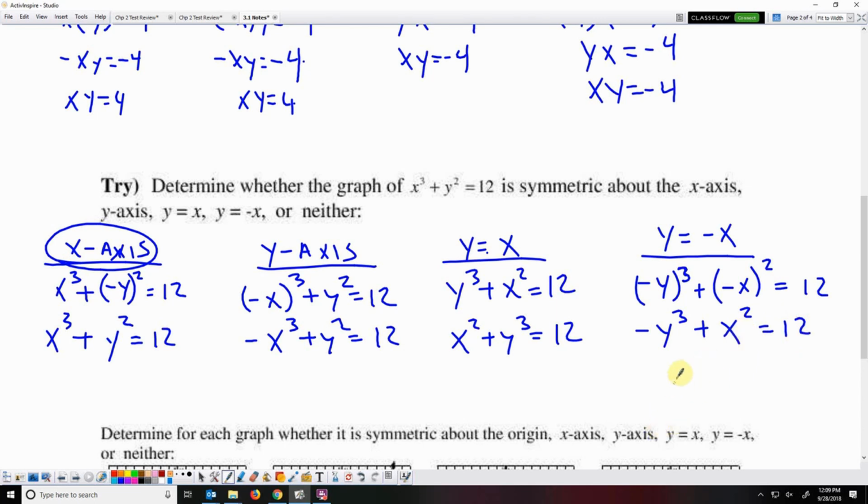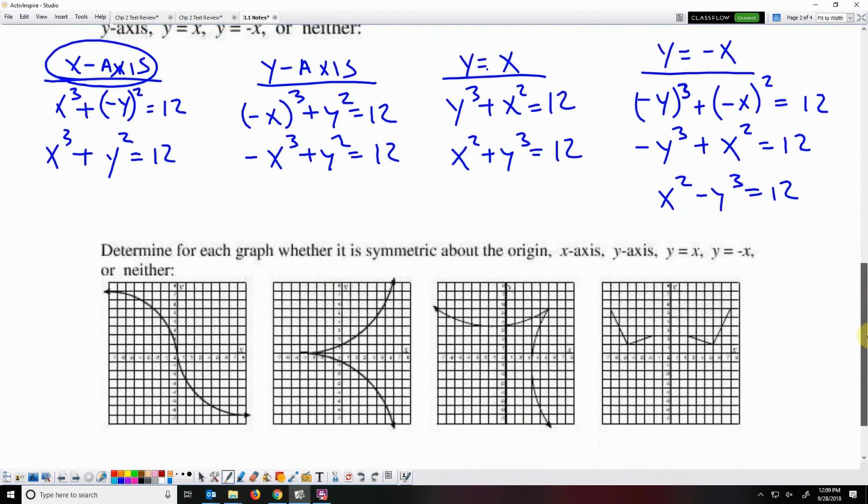Okay, so now I can put that x squared in front, minus y cubed. I've done as much as I can. My signs aren't matching the original. My exponents aren't matching the original. There is no symmetry about y equals negative x.